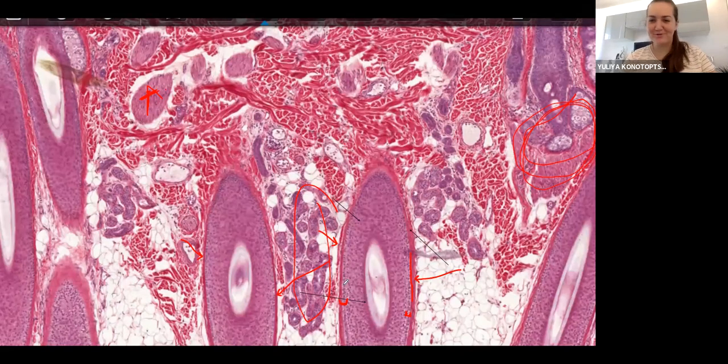I don't know. For some reason, when I say outer root sheath, I think of the external enamel. You remember the one in the tooth? Okay, so that's what I'm thinking about for some reason.